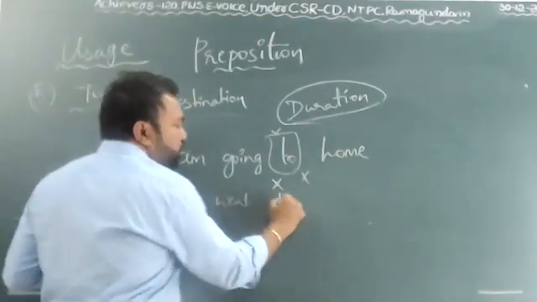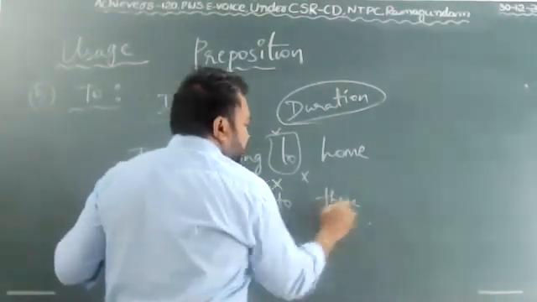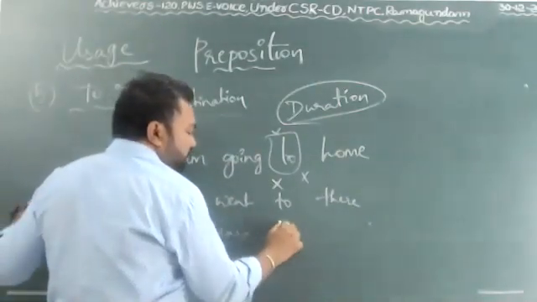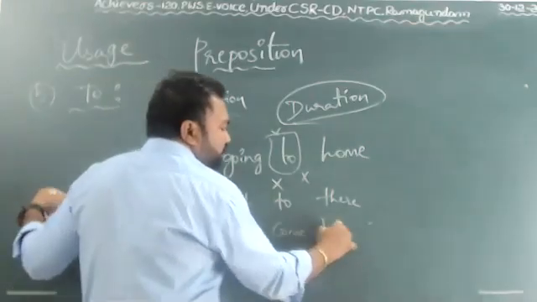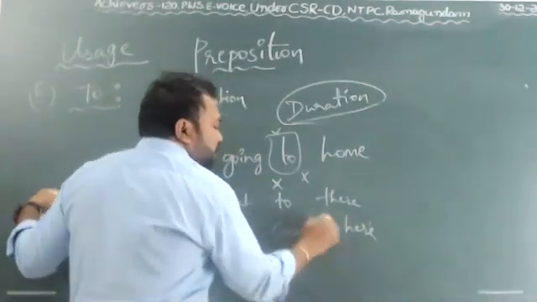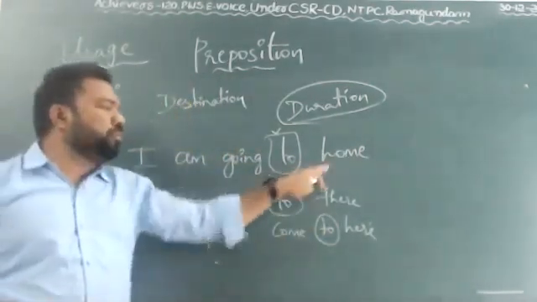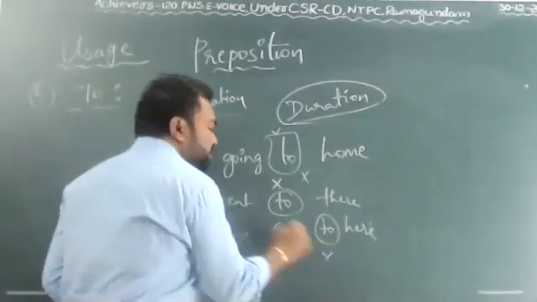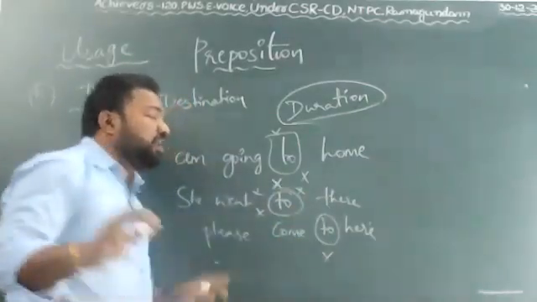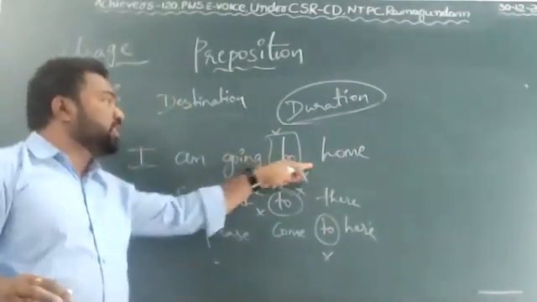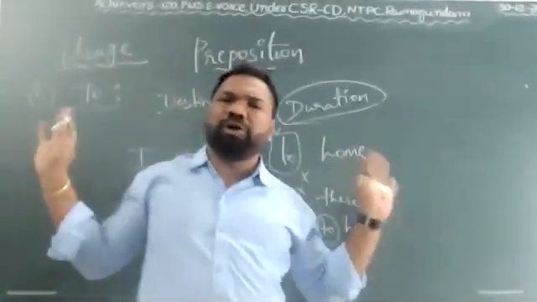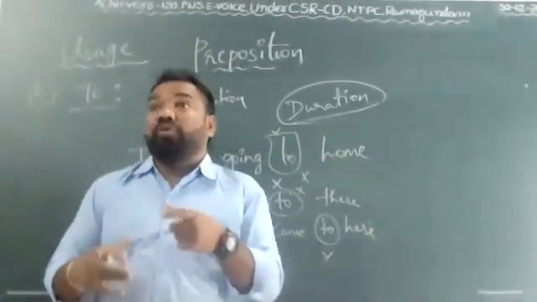She went to there. Please come to here. See, words like home, there, here. You should not use to before this. You never use to before this. Home, there. I'm going home. You should not say like, I am going to home.